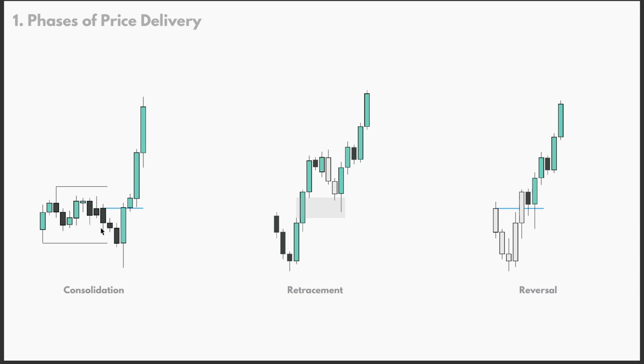The consolidation, you have to wait for either a range high or range low manipulation. In a retracement, you have to wait for the internal range liquidity. The retracement to expansion is actually the internal to external range liquidity. And the reversal is the V-shaped recovery, down close candles followed by a close above.